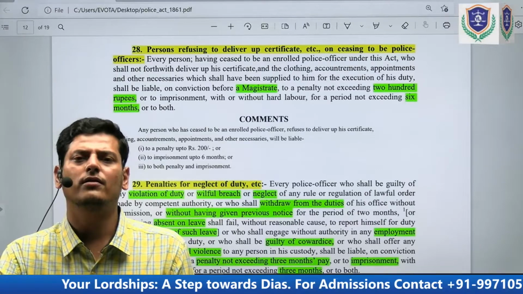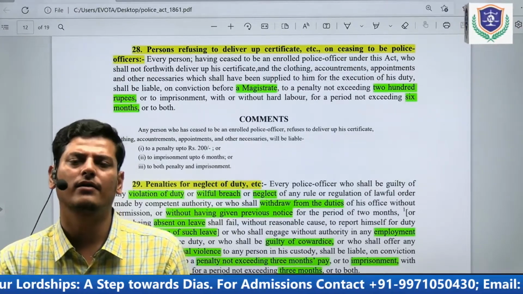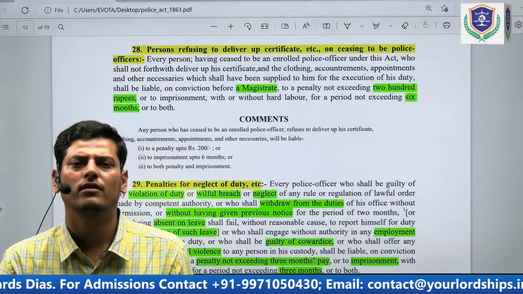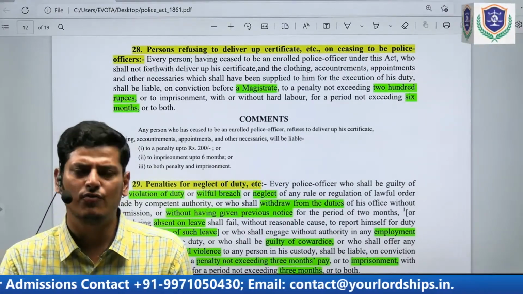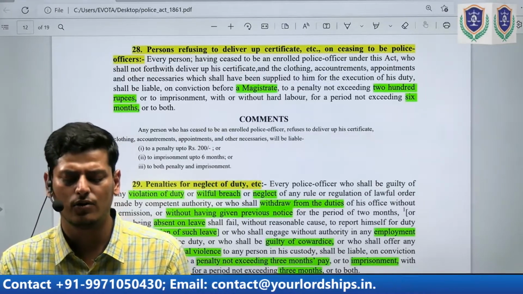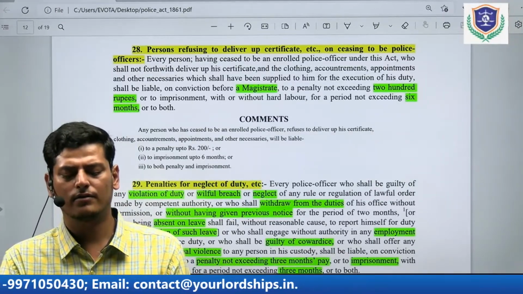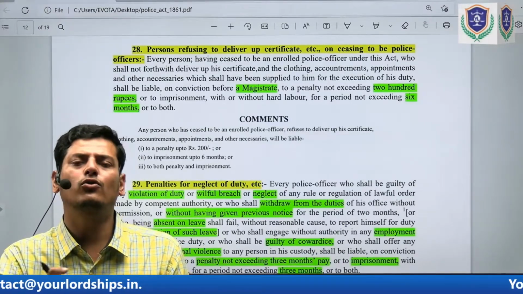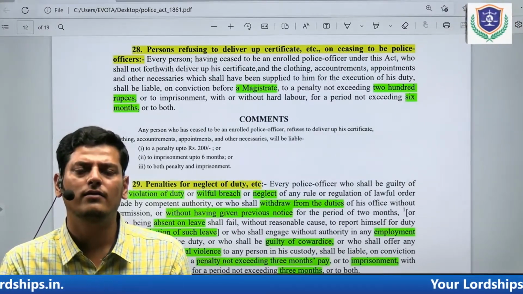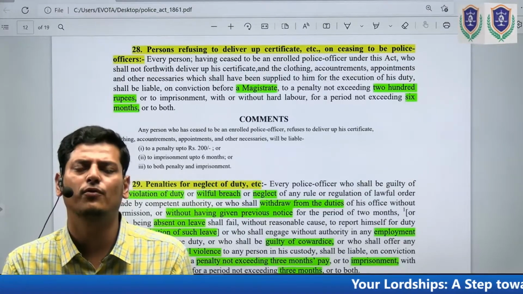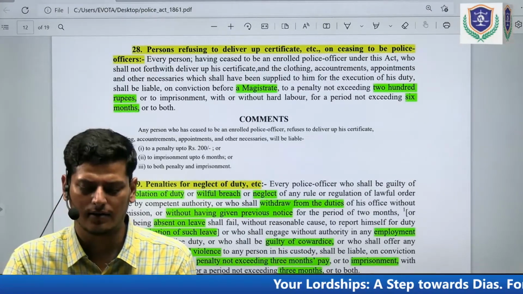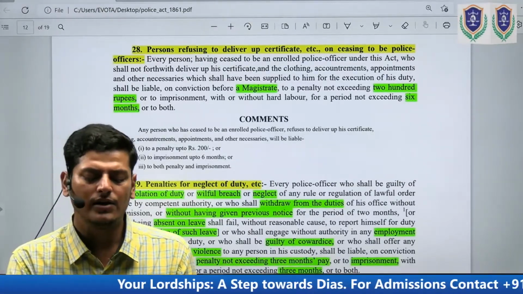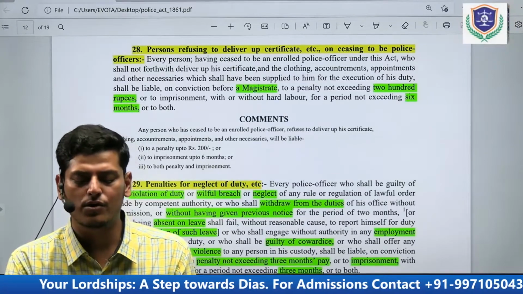So any person who was a police officer and has ceased to be one, whatever certificate he received under section 8, along with accoutrements, necessaries, uniform, all these things, he is required to return, he is required to surrender. And when he is duty bound to do that, if he refuses to do that, then section 28 is the penal provision which gets attracted. Which shall have been supplied to him for the execution of his duty, he shall be liable if he refused.